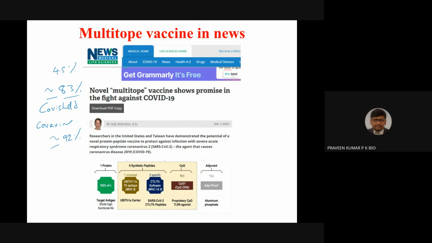Similarly, if you take a vaccine called COVAX, this is a multitope based vaccine. I mean, we connect multiple peptides in this vaccine. This is a product of the US. So, the efficacy? The efficacy is more than 99.9 percentage. This means that most of the people get prevented from this SARS-CoV-2 infection.